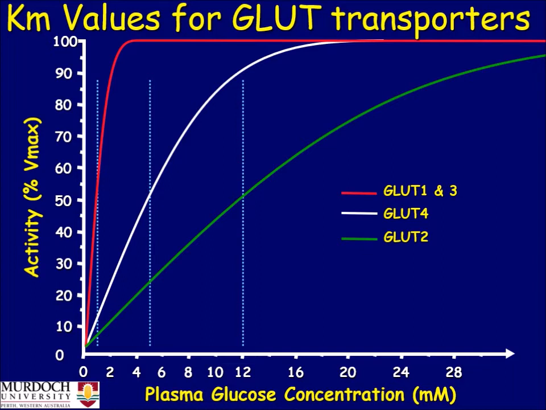Now the last one here is GLUT2, which is this green line here. And you can see it's got a really high Km value, up around 12 millimolar. This means it's got a relatively low affinity for glucose. Now the other thing not to forget is that enzymes that have got a really high Km value also tend to have a really high Vmax value. It's a bit like having a V8 engine that's only got fourth gear.